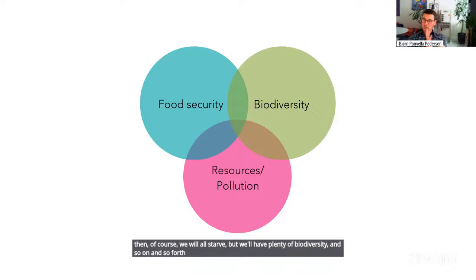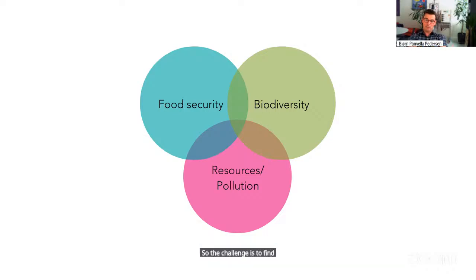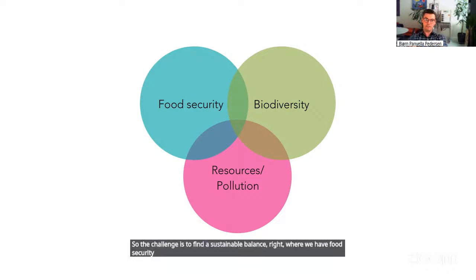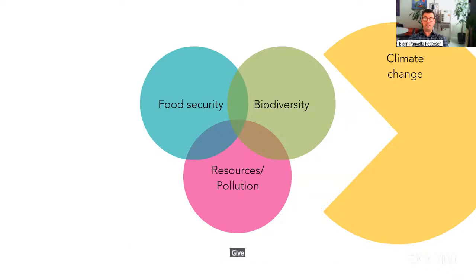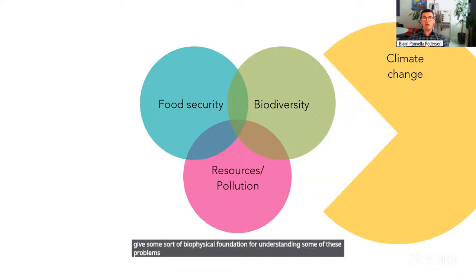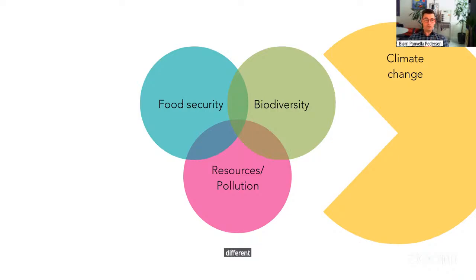So the challenge is to find a sustainable balance, right, where we have food security and where we still retain biodiversity and reduce pollution. And then, of course, the challenge right now is climate change, which will affect all of these problems. And we hope that in the center here, we can give some sort of biophysical foundation for understanding some of these problems and understanding how plants respond to climate change and how we can use different tools to ensure food security while retaining biodiversity.